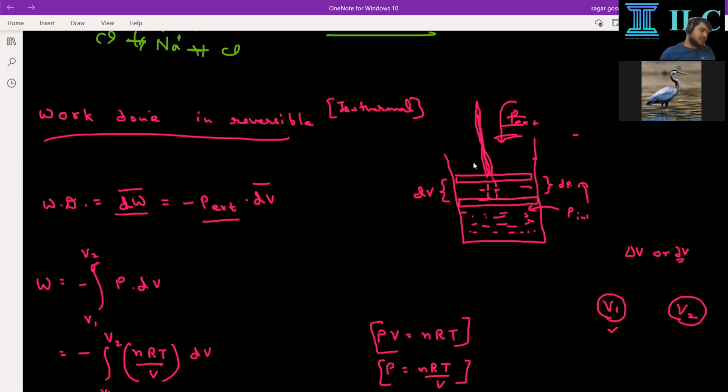So for the isothermal reversible process, you have to remember the formula: minus 2.303 nRT log V2 by V1.